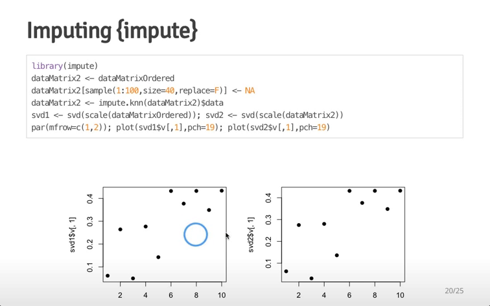In other words, by imputing and then performing the singular value decomposition, you get very similar results to what you would have gotten if you had the incomplete original data set. Of course, this works in this very contrived, very simple example, but in general, it might not always work, particularly if you have a large number of missing data or if there's a pattern of missing data that's related to some of the variables that exist in your data set.